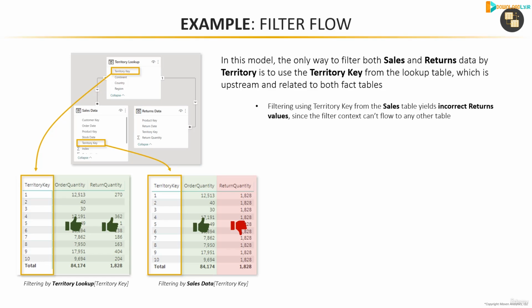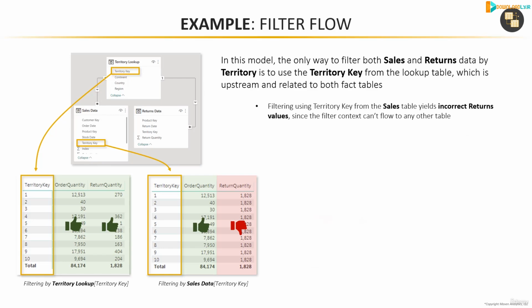And the reason for that is that the filter context that we created by pulling in territory key from the sales data table gets trapped inside that table. It's not able to pass upstream against the direction of the arrow back to the territory lookup, or down to the returns data table. And as a result, our returns data table has no idea what filter context was created because, again, it was trapped inside of that sales data table.